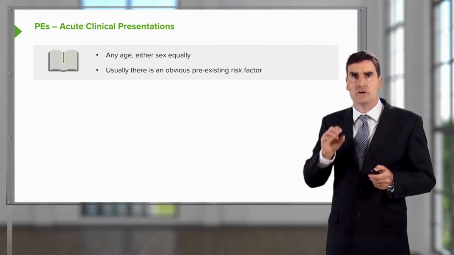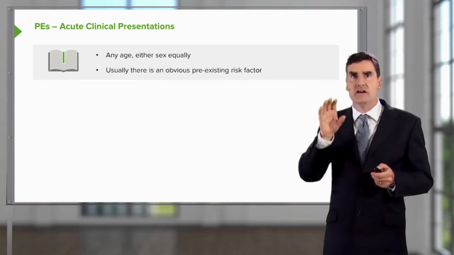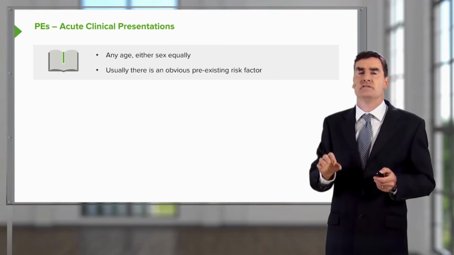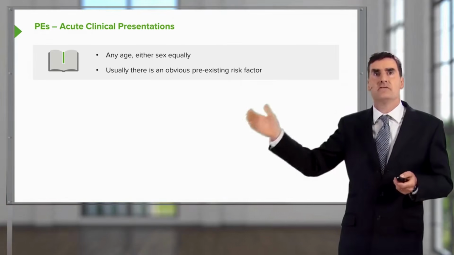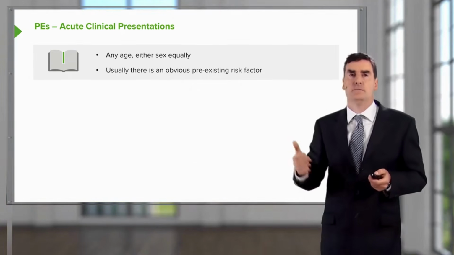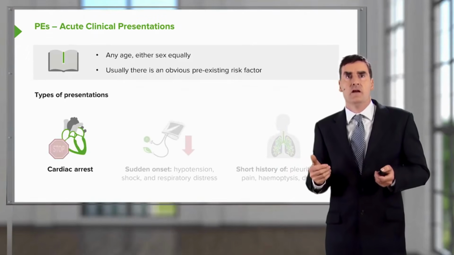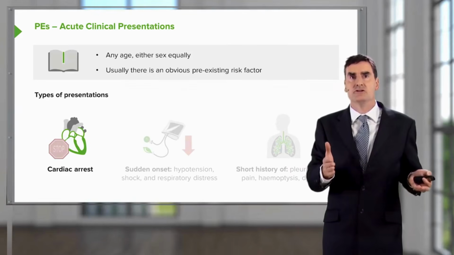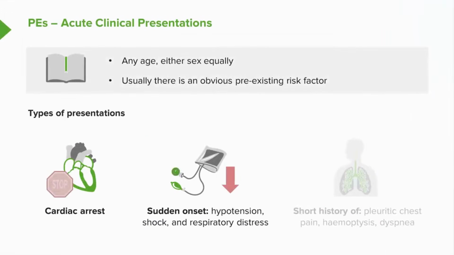So the acute presentation, any age, either sex equally. There's usually an obvious pre-existing risk factor: recent surgery, having just flown back from Australia, being on the oral contraceptive pill, for example. The type of presentation, well, with the very large clots, that may be cardiac arrest. The patient may just drop dead, essentially.